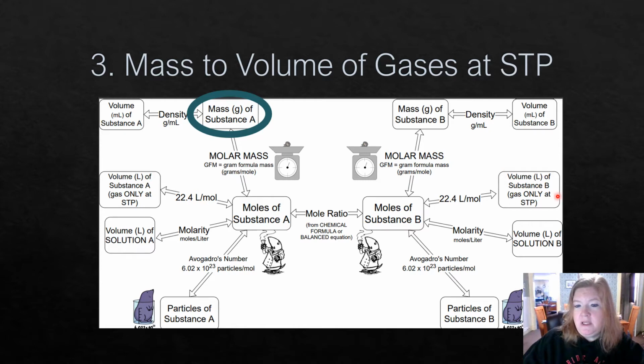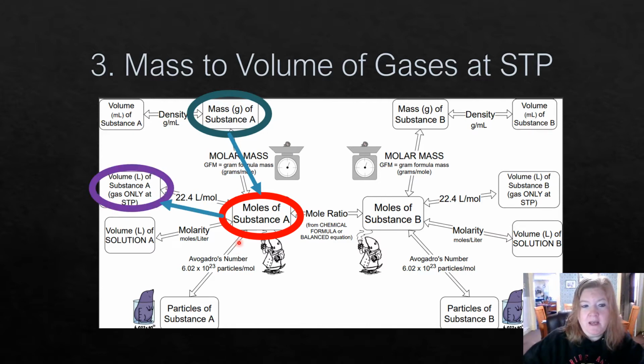I'm not trying to get over here because this is substance B. That would be switching substances. If you're using the same substance, you stay on one side. If you're switching substances, you need to cross to the other side. So if I'm starting with mass and I need to get to volume, I can't skip arrows. That means I'm going to have to go to moles first, so I need the molar mass. And then I get to volume, and I have to remember this: 22.4 liters in a mole of a gas at STP.